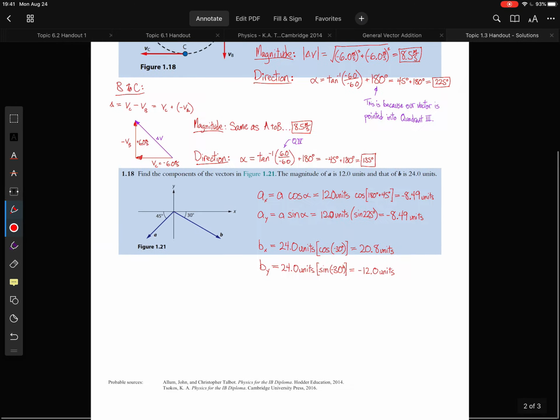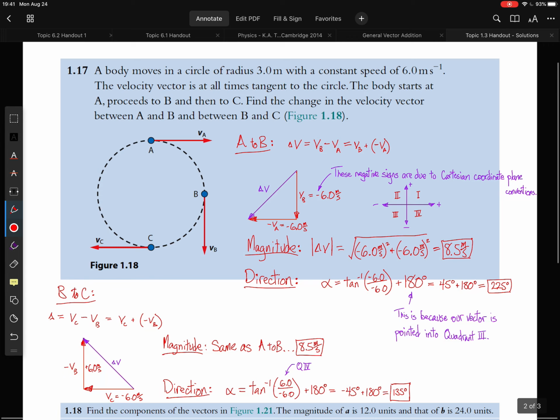We still have quite a lot to go. So a body moves in a circle of radius 3.0 meters with a constant speed of 6 meters per second. So our velocity vector is at all times tangent to the circle, and that is actually the case for velocity vectors, as we will see in topic 6. So the body starts at A, proceeds to B, and then to C. Find the change in the velocity vector between A and B and between B and C.